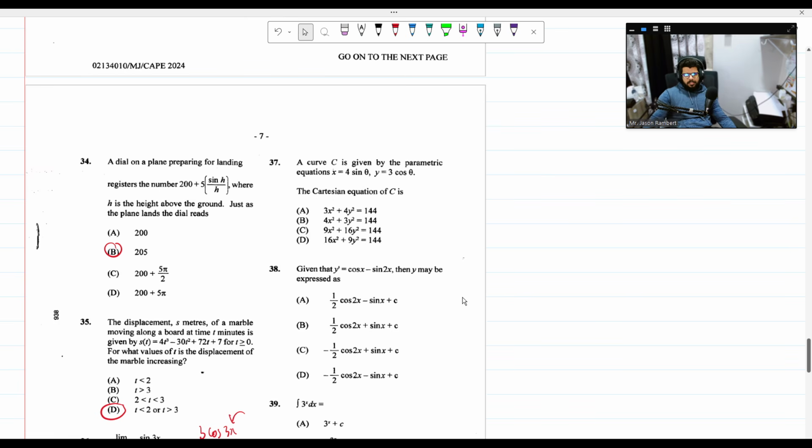This one would be 16x squared. Sorry, it could be 9x squared plus 16y squared. Given that y prime is cos x minus sine 2x, y may be expressed as, so we had to integrate. When I integrate cosine, I get sine. When I integrate sine, I get a negative cosine, so I'll get plus cosine 2x over 2. So sine x plus a half cosine 2x. Answer is B.